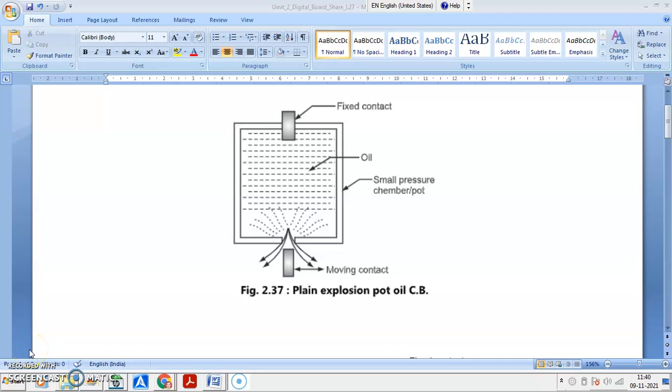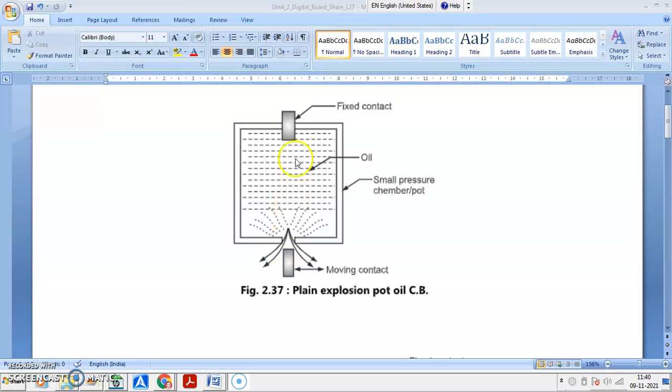This diagram shows the plain explosion pot for an oil circuit breaker. The chamber is made up of insulating material. This is the fixed contact, this is the moving contact. Oil is filled inside the chamber. The pressure applied is small. When a fault occurs, the moving contact moves downward.